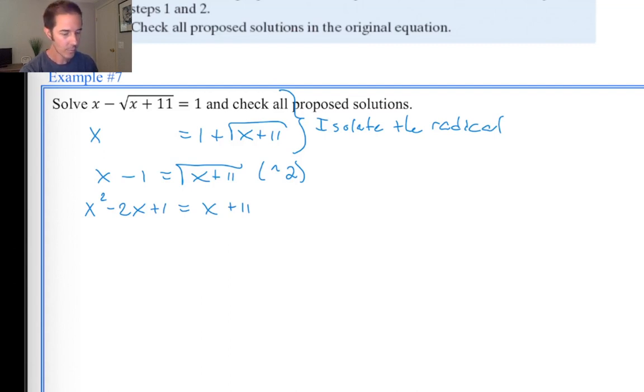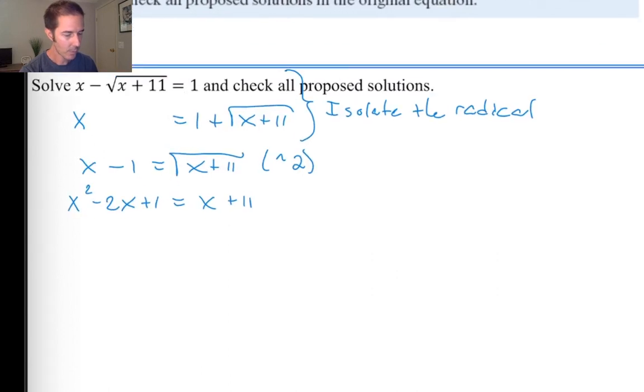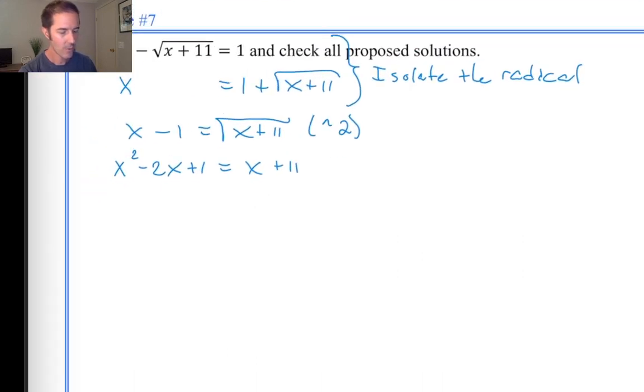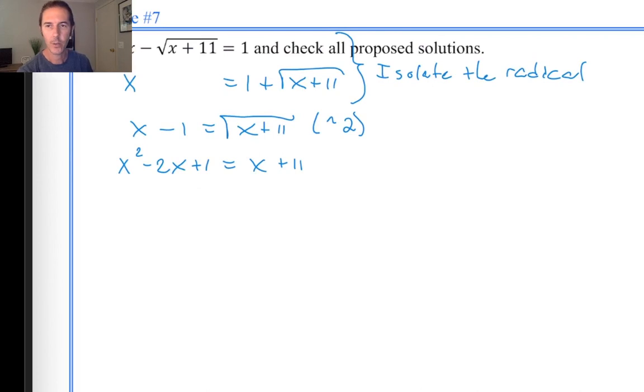Now let's churn through that second part of the process that we're already pretty familiar with. Let's take this quadratic equation and set it equal to 0 by moving everything over, in this case, to the left-hand side. Let's subtract x from both sides and subtract 11 from both sides. Negative 2x minus x makes negative 3x, yep, and 1 minus 11 makes negative 10.